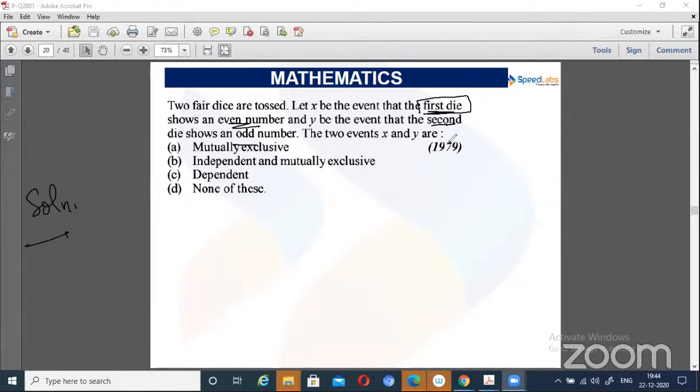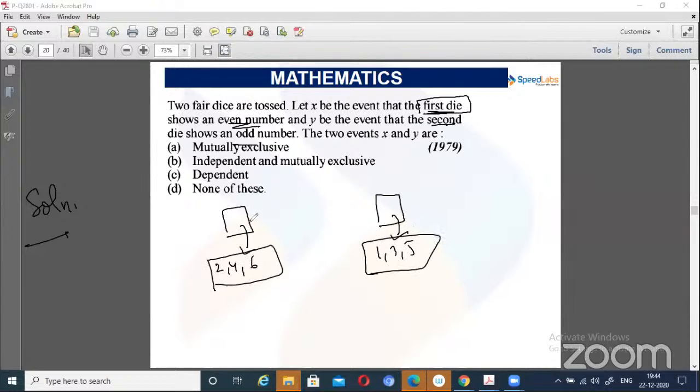The answer is B. Is it B? Divya also says B. Okay, let's take the two dice. You're saying that if this die shows me 2, 4, and 6, then this die can't show me 1, 3, and 5. Is that the case? By independent, you mean that, right? This is wrong. The two dice are independent. One of them can show me 2, 4, and 6, and the other can very well show me 1, 3, and 5. So B is not the correct answer.